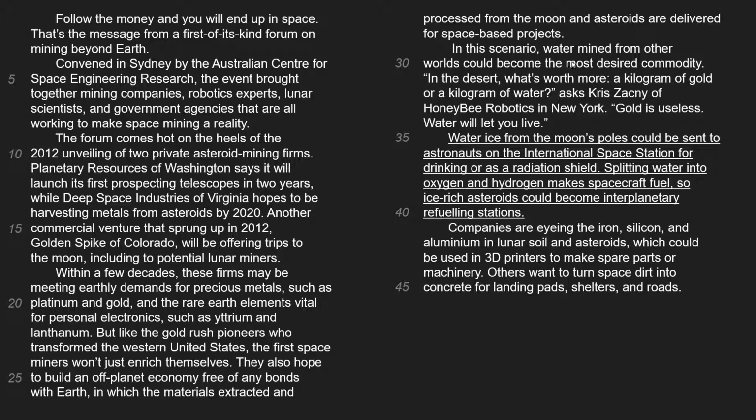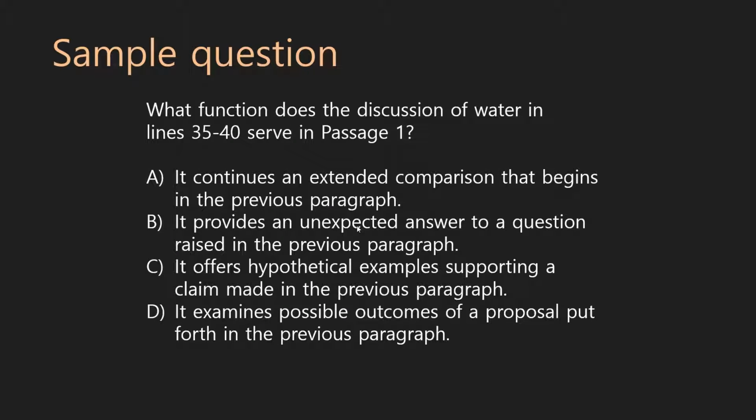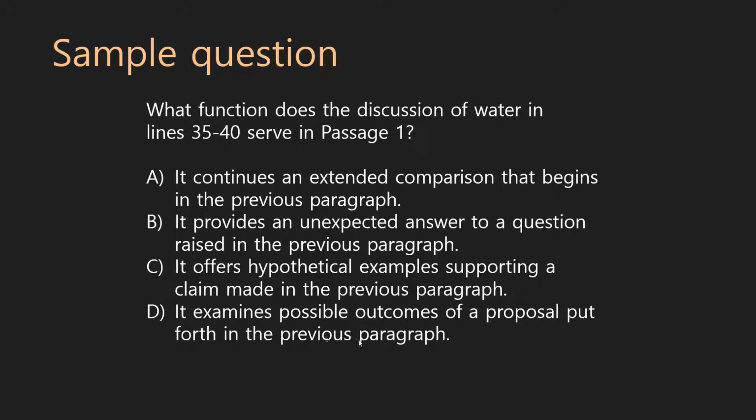D says it examines possible outcomes of a proposal put forth in the previous paragraph. All right, ladies and gentlemen, where is the proposal? Let's find the proposal in the previous paragraph. Water could be desired. What's more valuable? There's no proposal. There's no suggestion. So it's not the answer. So the answer must be C. So that's the end of this lesson.